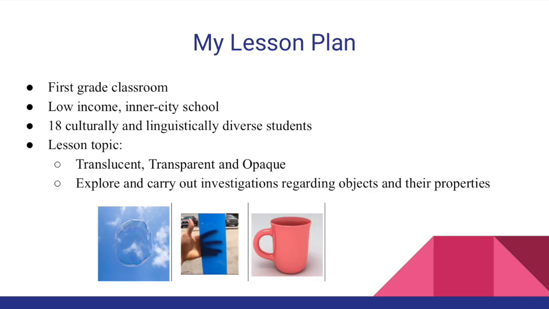To begin, this science lesson will be taught in a first grade classroom in a low socioeconomic inner city area. There are 18 culturally and linguistically diverse students. More specifically, there are 10 girls and 8 boys that are between the ages of 6 and 7. The class consists of mostly white, Hispanic, African American, Guatemalan, and Caucasian students. The majority of them speak Spanish as their native language.